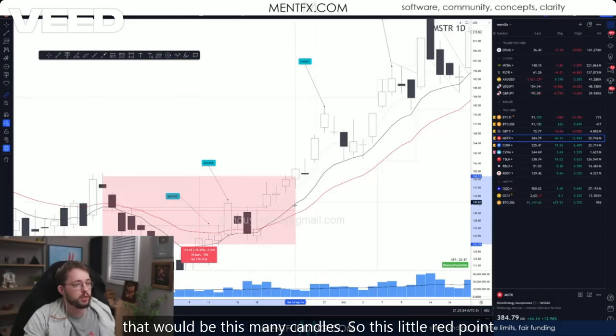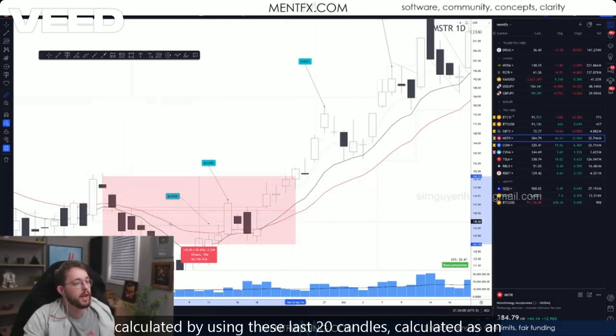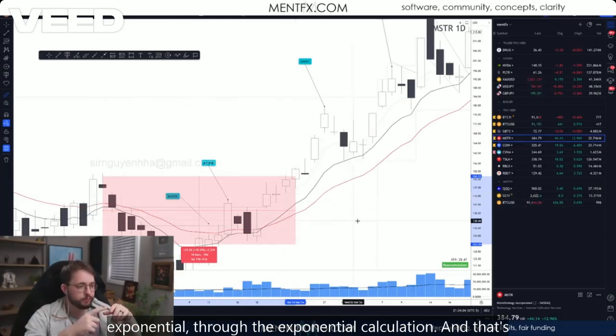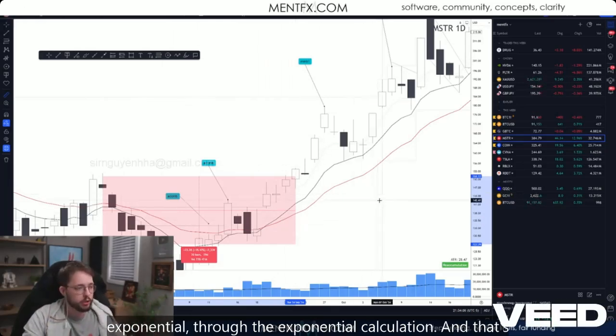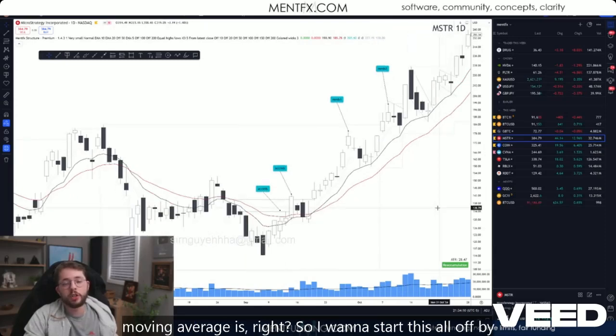So this little red point right there, the actual line, that exact data point is calculated by using these last 20 candles, calculated through the exponential calculation. And that's how they get this point, right? So ultimately, that's all a moving average is, right?